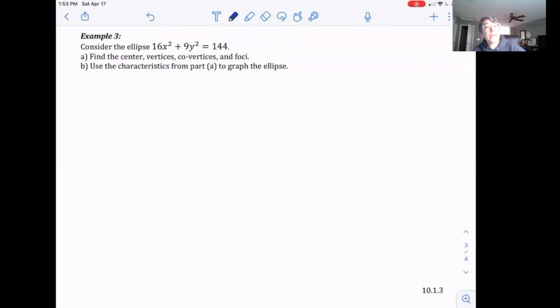Now, in example 3, they're giving us an equation, and how can we tell it's an ellipse? Notice both the x and the y are squared. Both of their coefficients are positive. So at this point, it could be either an ellipse or a circle, but their coefficients are different. So we know it's an ellipse. They told us, but we can also look at the equation and figure that out.